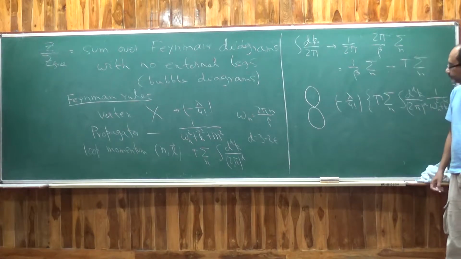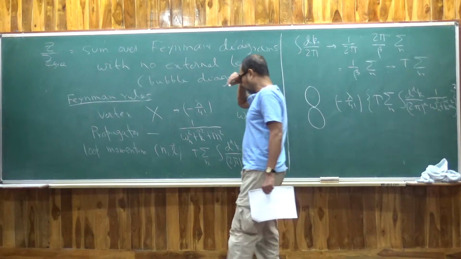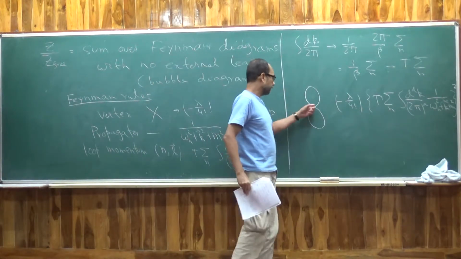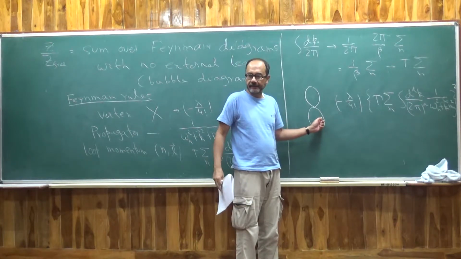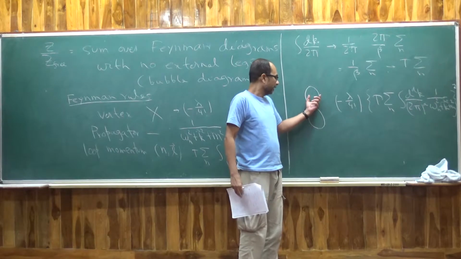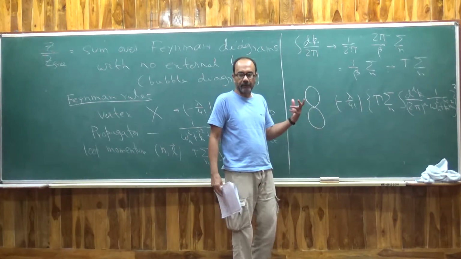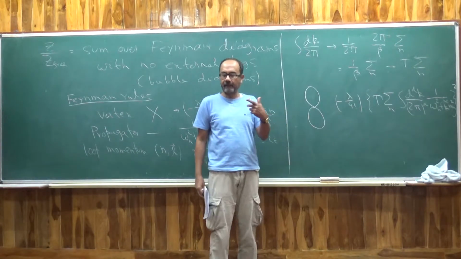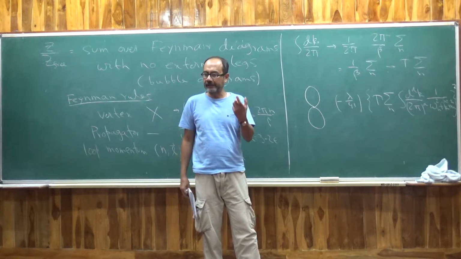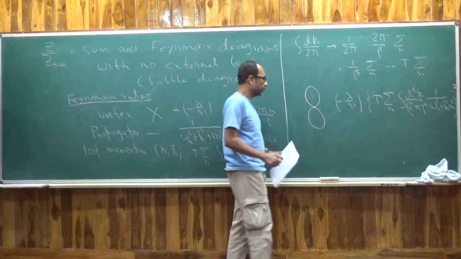Then you have to put in combinatorial factors, which are not hard to figure out. There are 4 lines coming out of this vertex, so you basically have to find the number of ways you can pair them. If there are 4 objects, there are only 3 ways of pairing them: 1, 2 with 3, 4; or 1, 3 with 2, 4; or 1, 4 with 2, 3. These are the 3 different ways of pairing. So times 3.